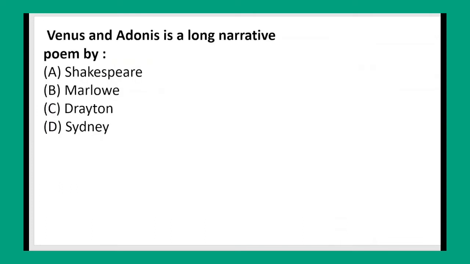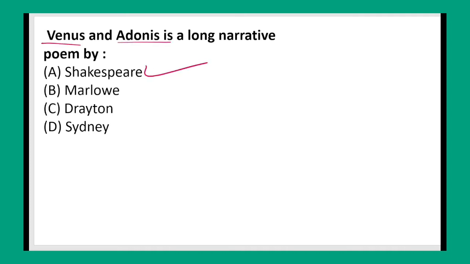So the answer is 4 stories. Next question. Venus and Adonis is a long narrative poem by whom? Shakespeare, Marlowe, Drayton, Sidney. Before that we should know who Shakespeare is. Shakespeare is called one of the greatest dramatists of the Elizabethan age. Christopher Marlowe is a pre-Shakespearean, one of the University Wits, and Drayton is a great sonneteer, and Sidney is a great poet. So that we know. But Venus and Adonis was written by Shakespeare himself.